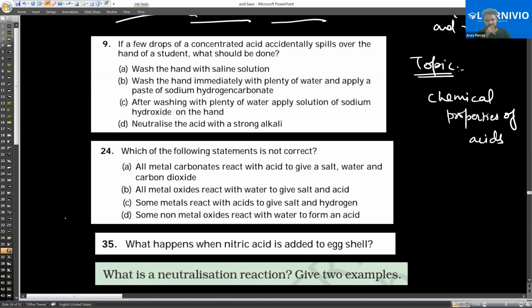So C. Some metals react with acid to give salt plus hydrogen gas. It is asking for the not correct answer. All metals do not react.